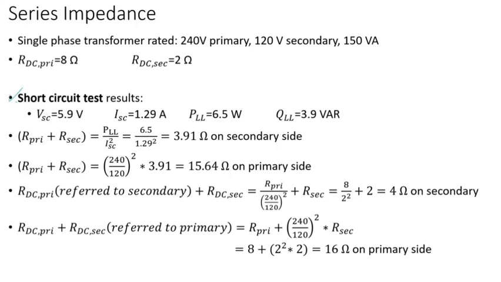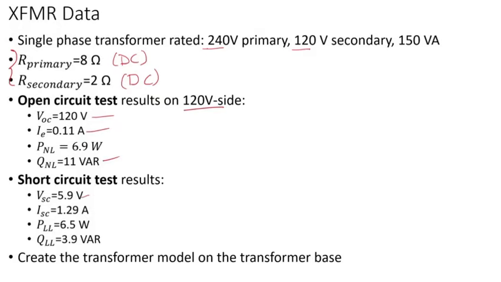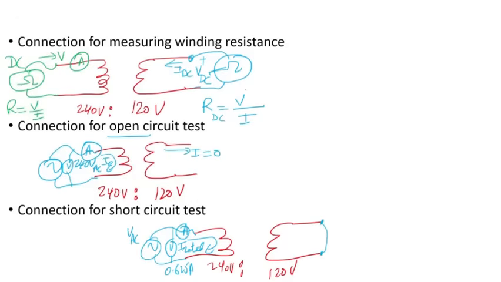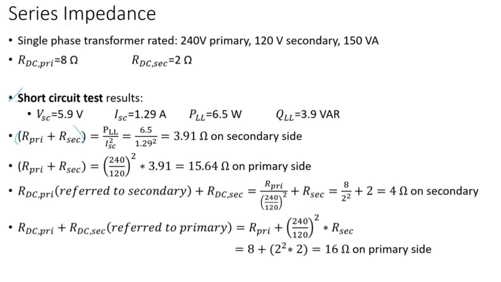So from the short circuit test here, when you perform the short circuit test, unfortunately you cannot separate the primary resistance from the secondary resistance. You don't have a way to do that. So what you measure really is the total resistance or reactance, which includes the primary and secondary.